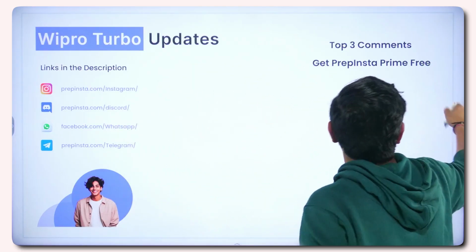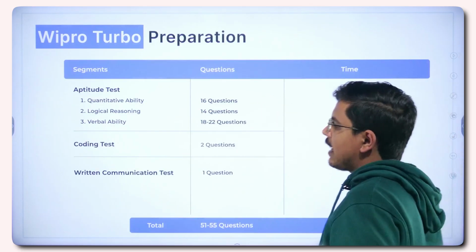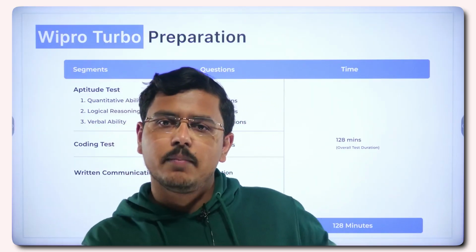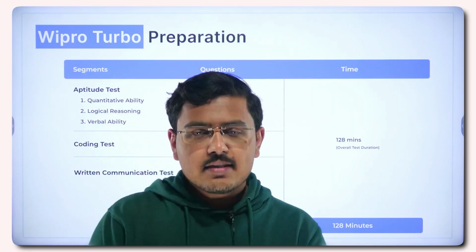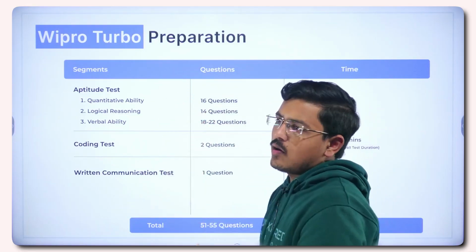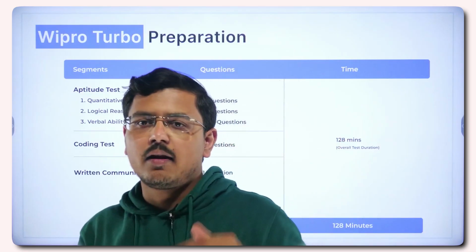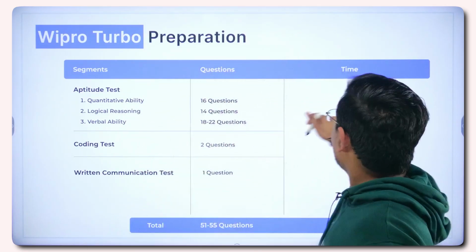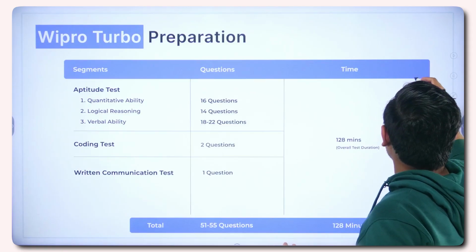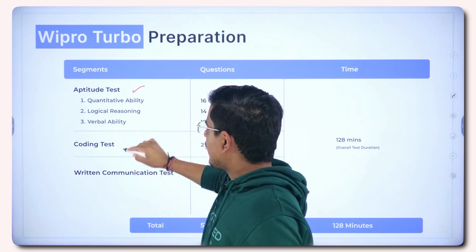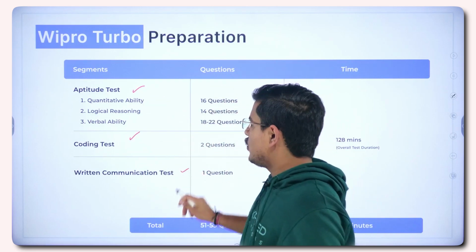Fine. So let's dive in deep and understand the skeleton of the exam first, because before we dive into the topics to study, it is essential that we know which sections are there in the exam and how we can structure our preparation. So the Wipro Turbo Hiring online assessment involves a few segments. These are the 3 segments: aptitude test, coding test and written communication test.